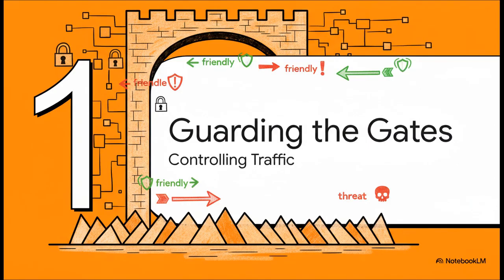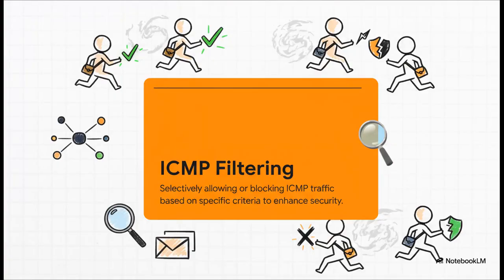So first things first, we have to guard the gates. Every single defense strategy for a fortress starts right here at the main entrance. You've got to control the traffic that's flowing in and out so you can tell who your friends are and who your enemies are. Let's kick things off with something called ICMP filtering.